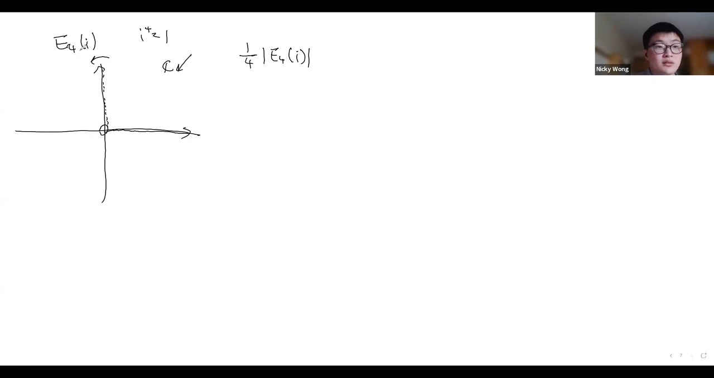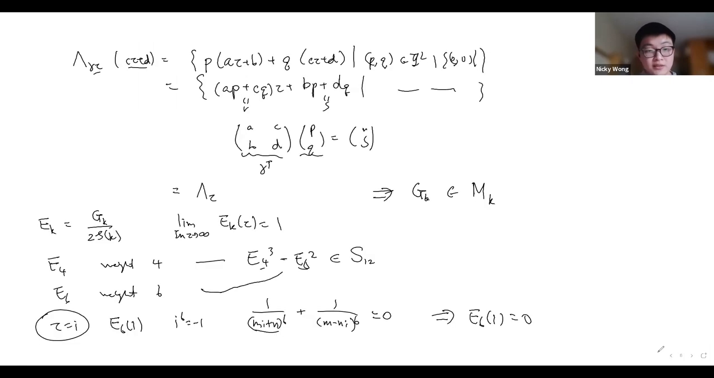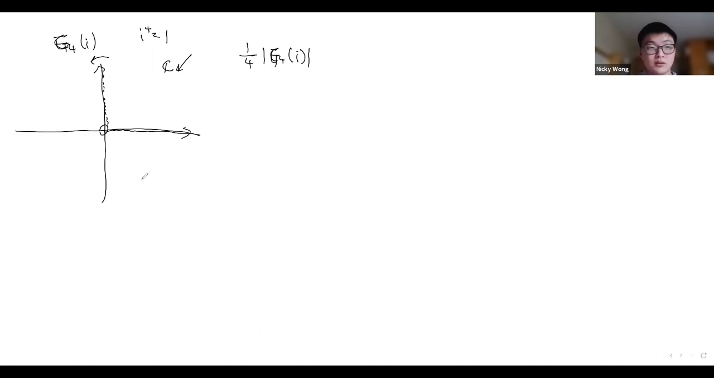And maybe it would be more convenient to consider G4, right? Because showing that E4 of i is non-zero is the same as showing G4 of i is non-zero, and for G4 we have a nicer form. So G4 of i is a sum of terms 1 divided by (mi plus n) to the 4.